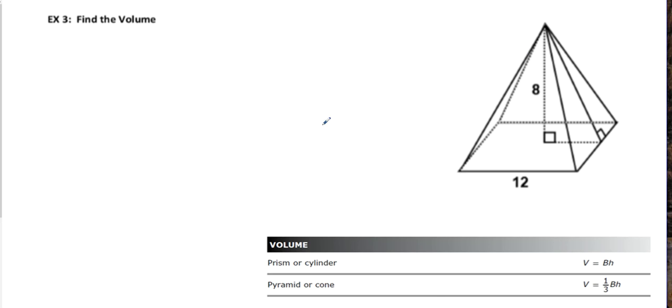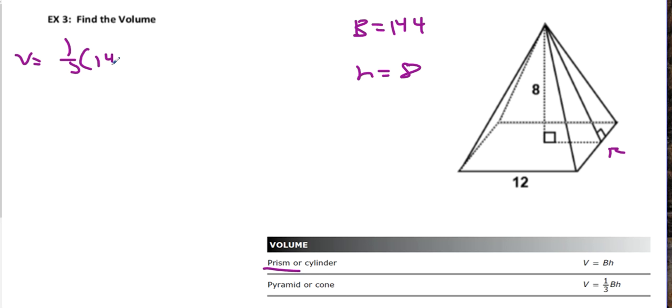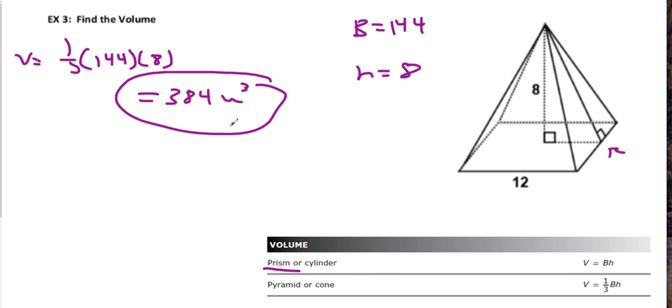Volume is actually pretty straightforward, and as I demonstrated in a picture, this is basically 1/3 of the equivalent volume of its prism. So we're just going to do 1/3 the area of the base times height. So we just need big B, and we need H. Okay, big B is easy. 12 times 12, 144. Height is given to us at 8. So we're going to do 1/3 times 144 times 8. Grab the handy dandy calculator and you get 384 units cubed.